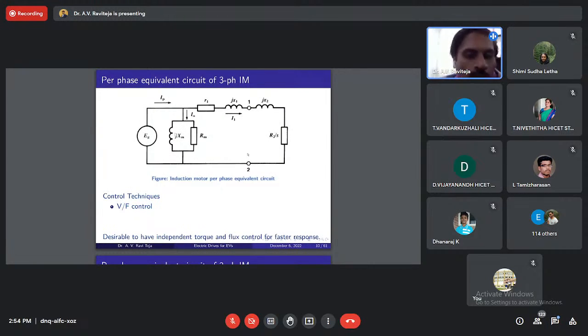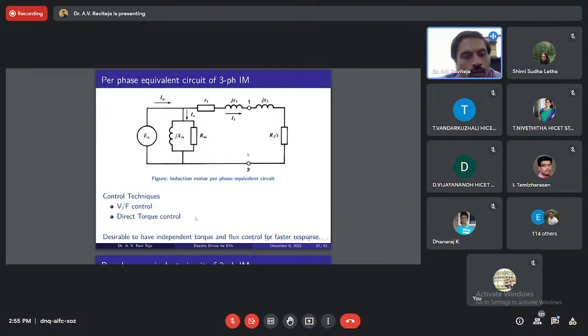So what is the advantage I am going to get? The advantage is if this current remains constant, this current can change quickly. If I change to another V by F, this current will change quickly. When this current changes quickly, IP can change quickly, and the output torque can change quickly. When the output torque changes quickly, you can see a faster response on the motor. You have applied the brake, you have changed the voltage keeping V by F constant, then you can see that the motor stops very quickly. So that is V by F control, that is one control technique.